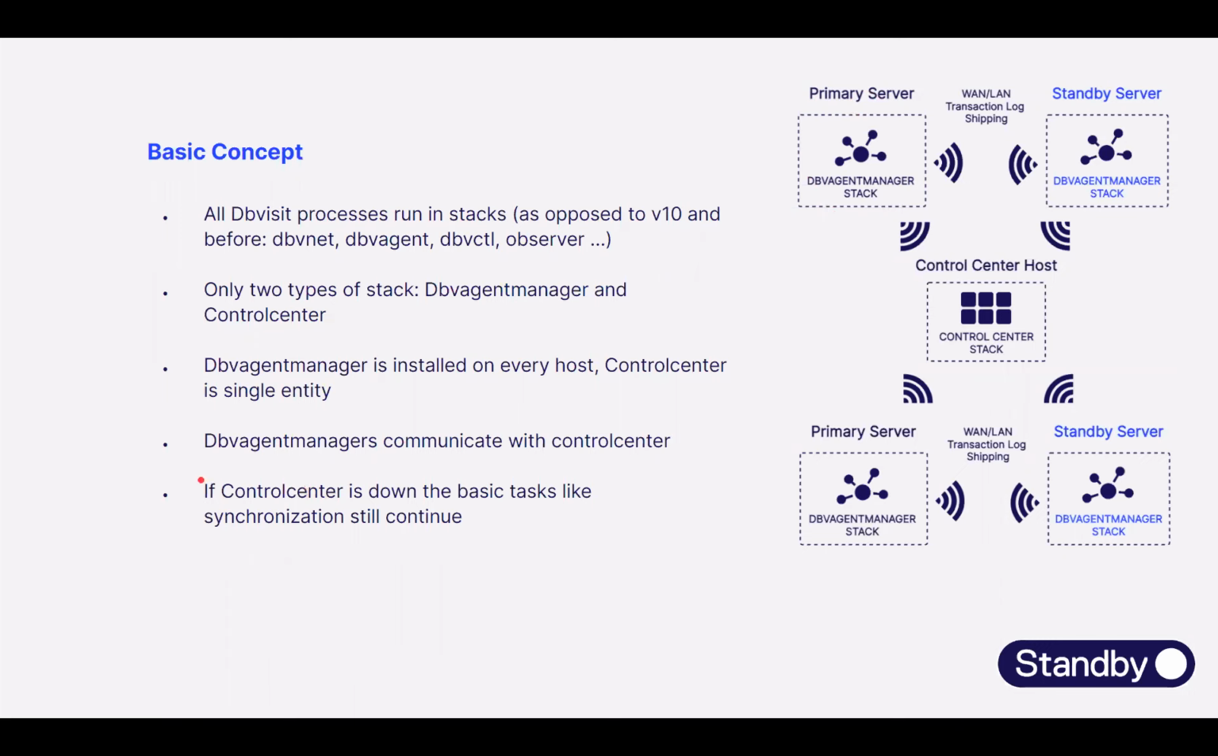A very common question I get is also what happens when the control center goes down, because as you can see here, it's kind of like a centralized point. So when it goes down, simply put, nothing happens. The synchronization can still keep going, and that's because the agents are also able to talk to each other. So the control center is not some sort of communication bottleneck. So when it goes down, the synchronization can continue.